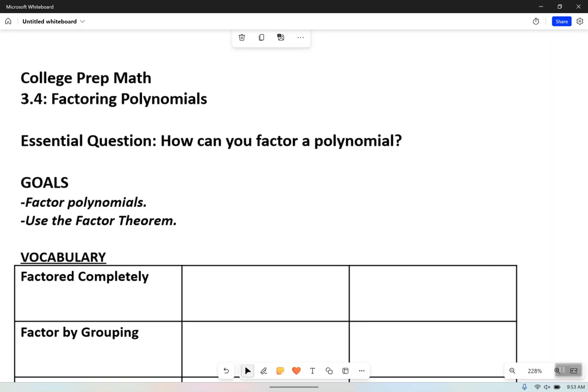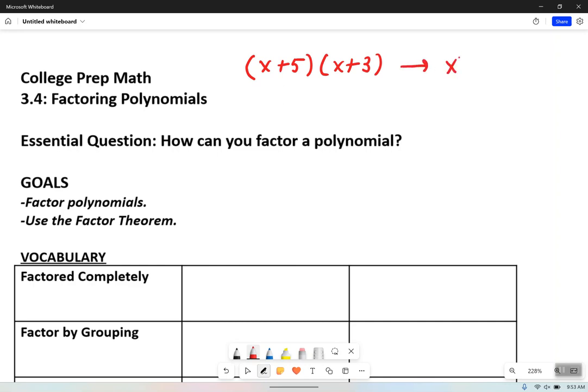Pretty cool. Guys, we've been doing a lot of multiplying. When I've asked you to FOIL something like x plus 5 times x plus 3, what would you do first? x times x. That would be the x squared part, wouldn't it?